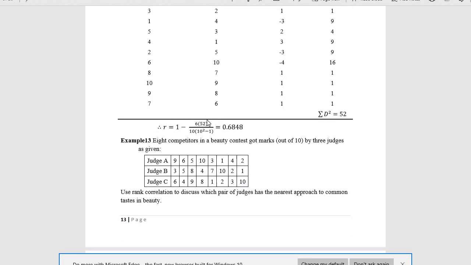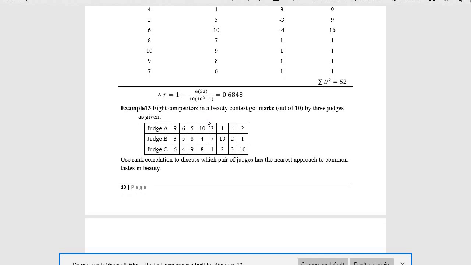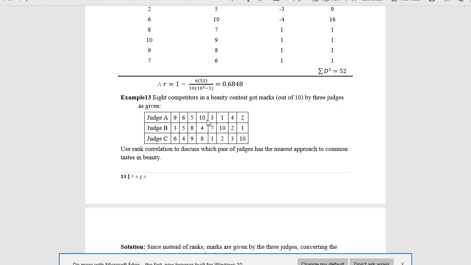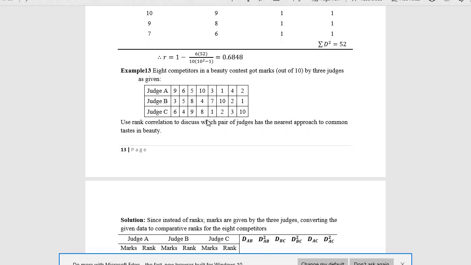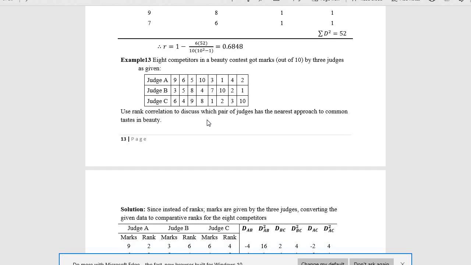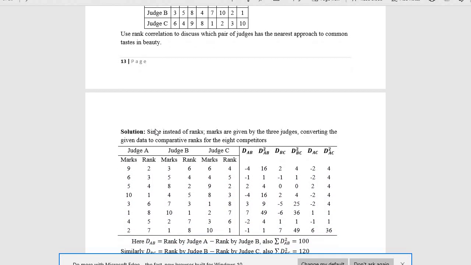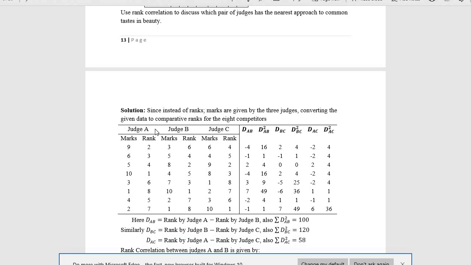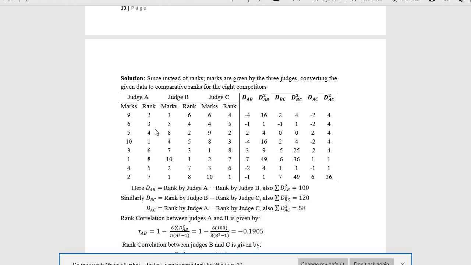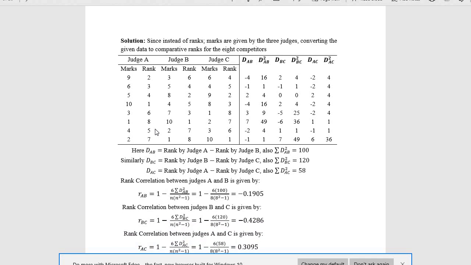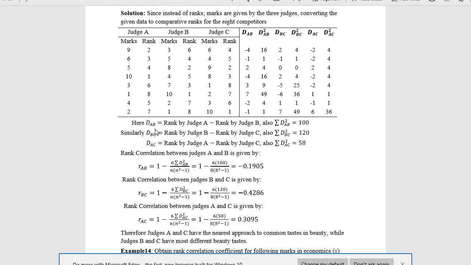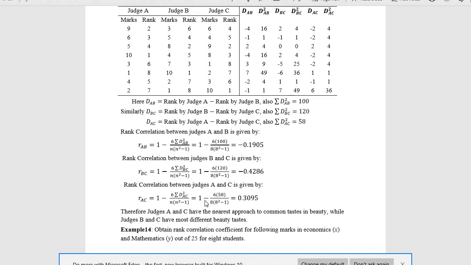Next: 8 competitors in a beauty contest got marks out of 10 by 3 judges as given. Judge A, Judge B, Judge C are given the marks. There is no tie at all. The difference of AB, difference of BC, difference of AC will be considered. When more persons are there, then rank correlation between A and B you can calculate with the help of the same formula. Rank correlation between B and C, and A and C.